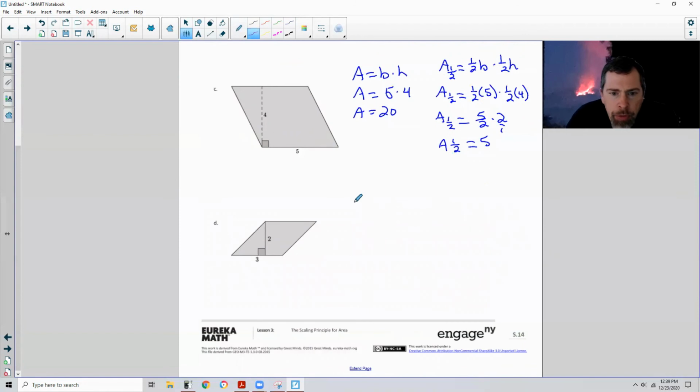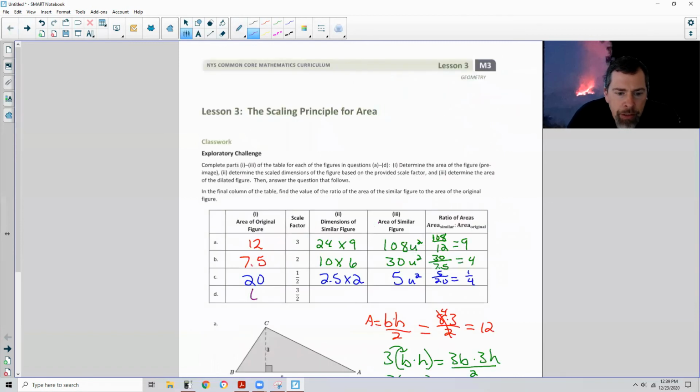Let's do that in purple. And area equals base times height of a parallelogram. So substituting in my givens, the base is 3, the height is 2. So therefore the original area is 6. So I go back, I put that here. Area of original figure 6.